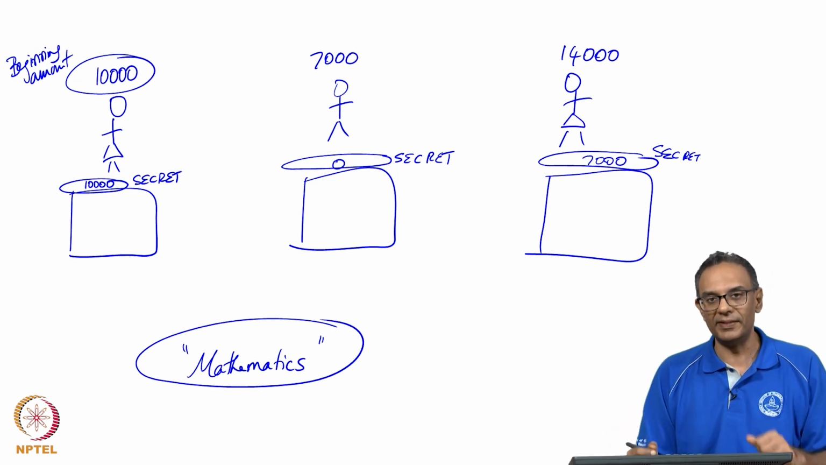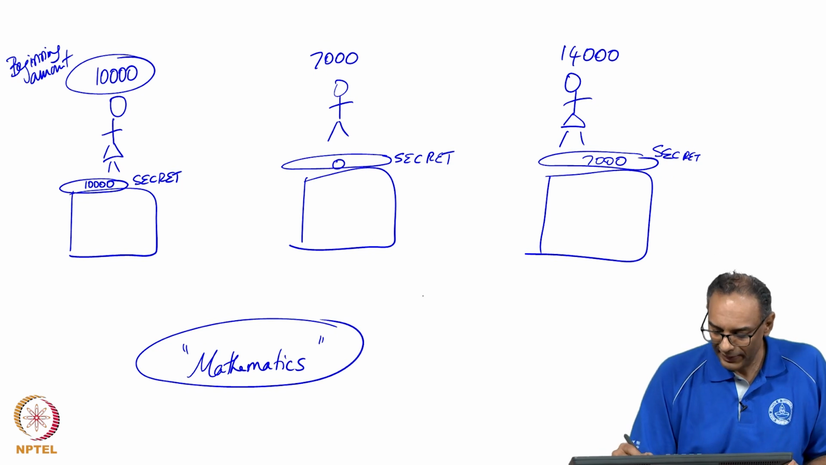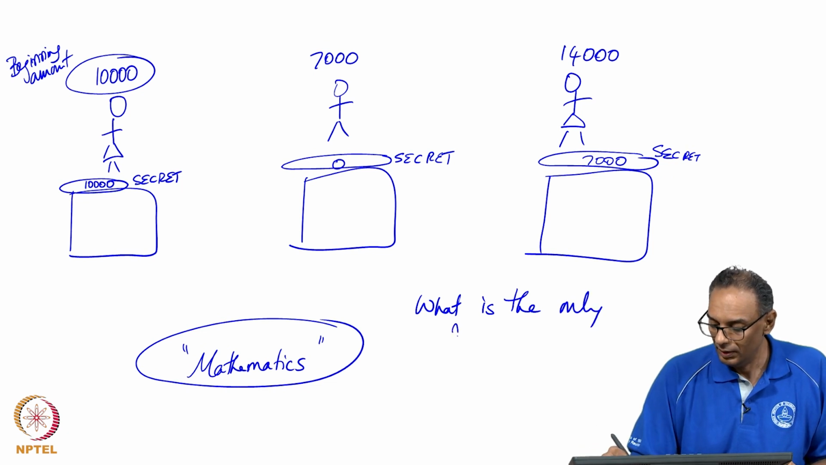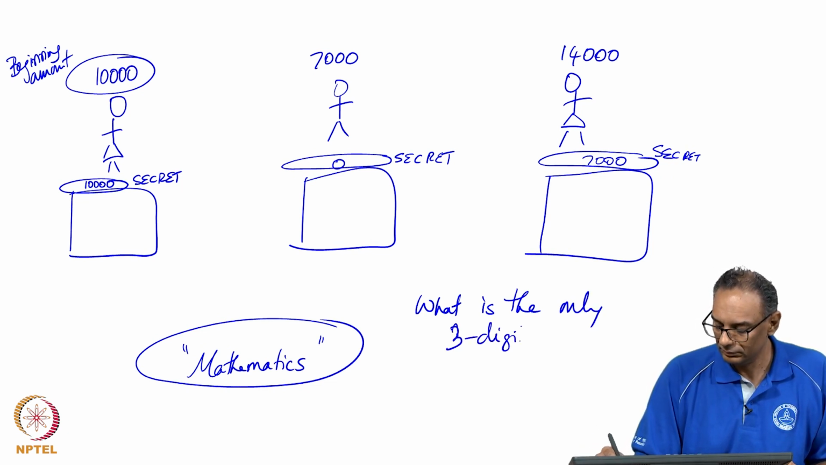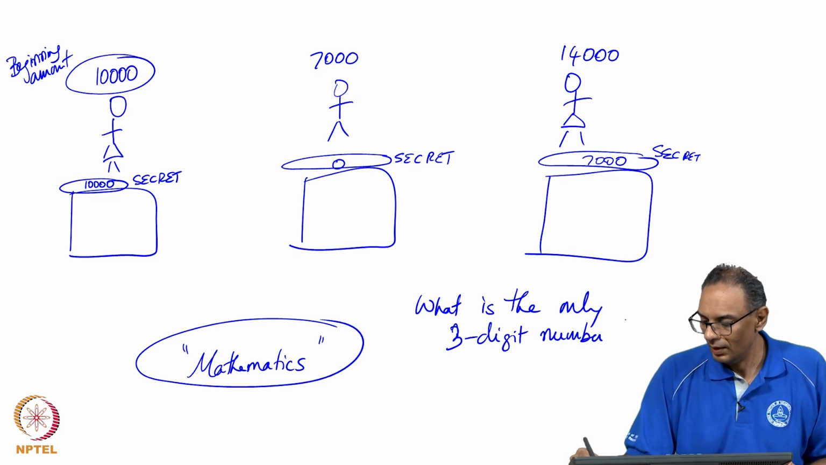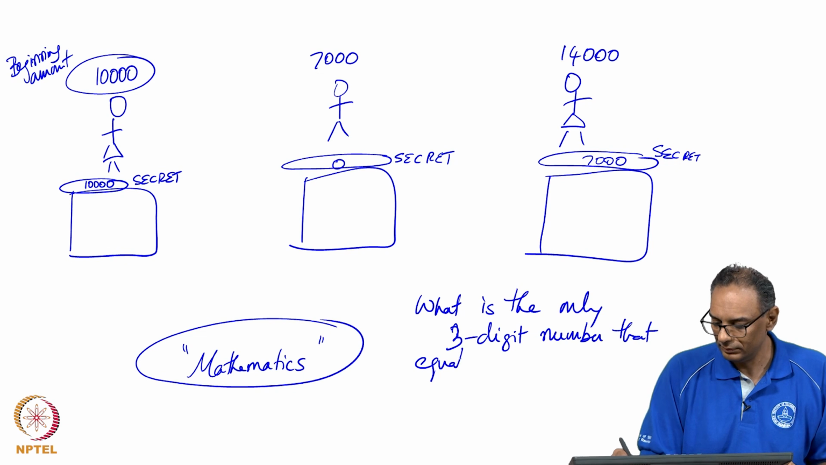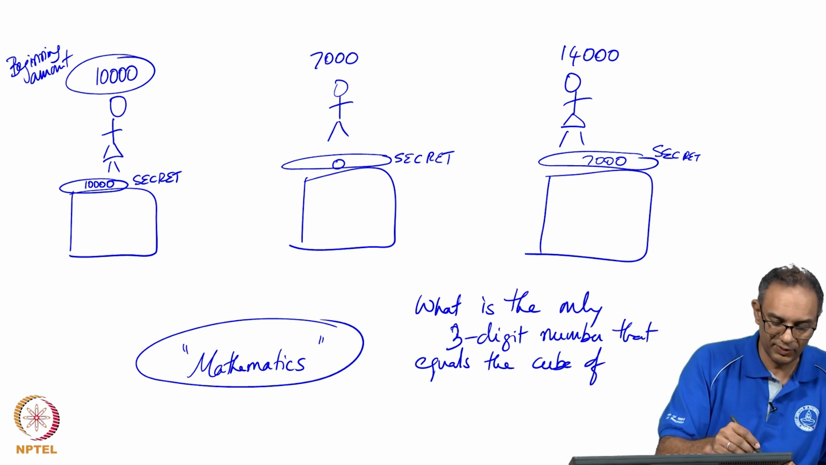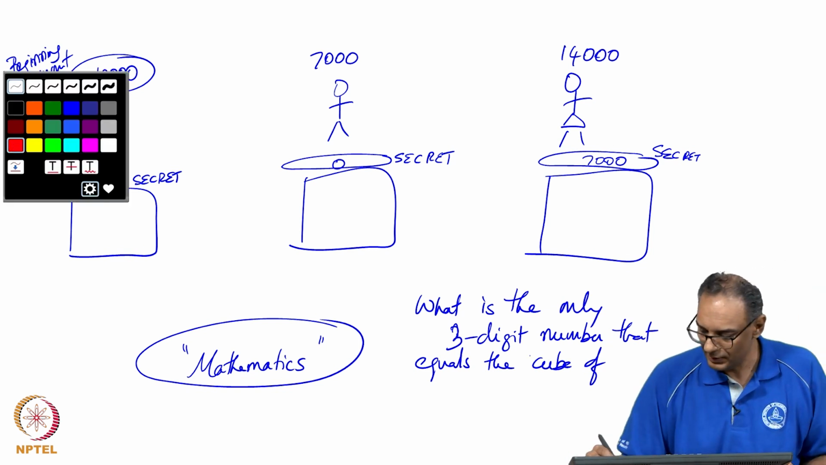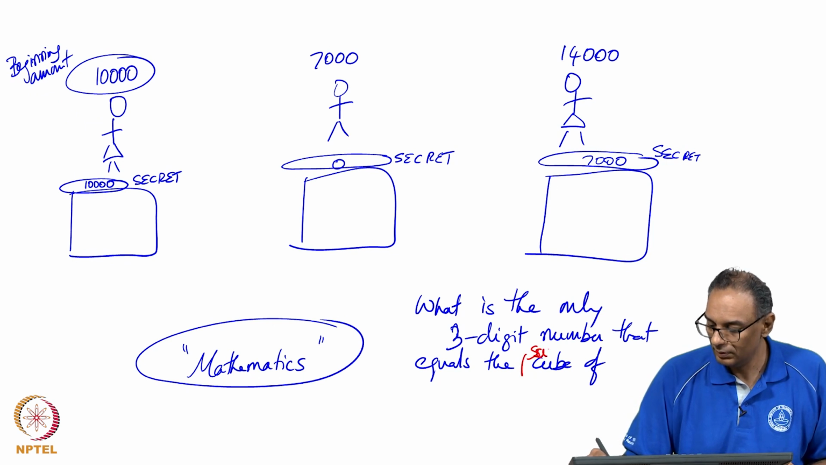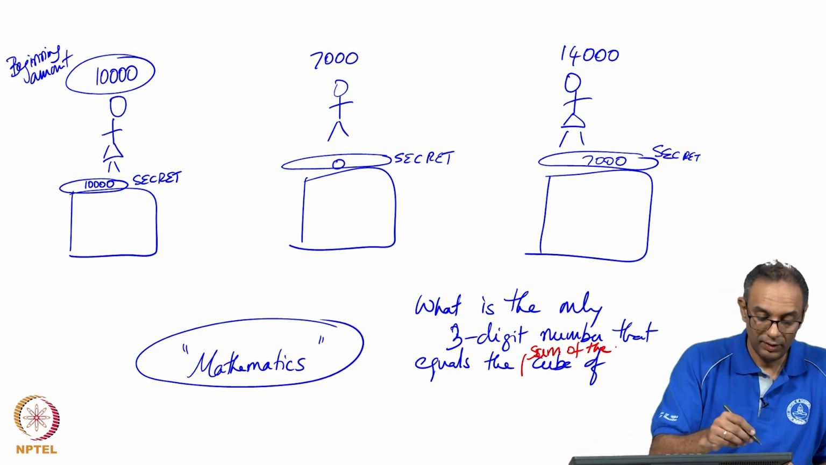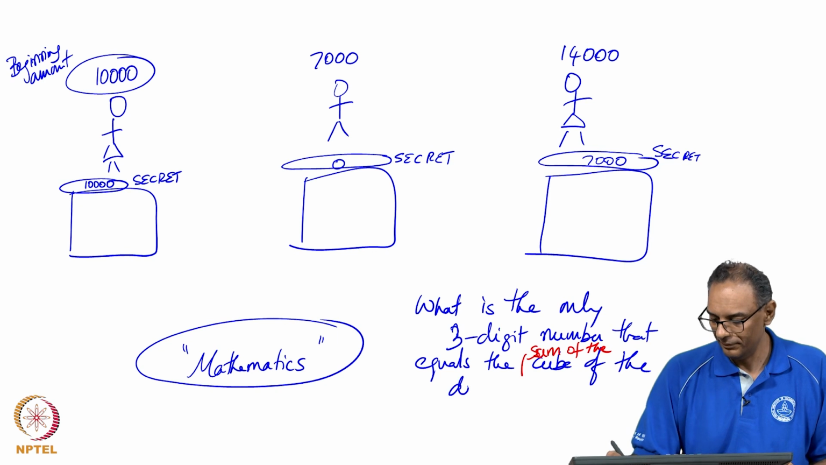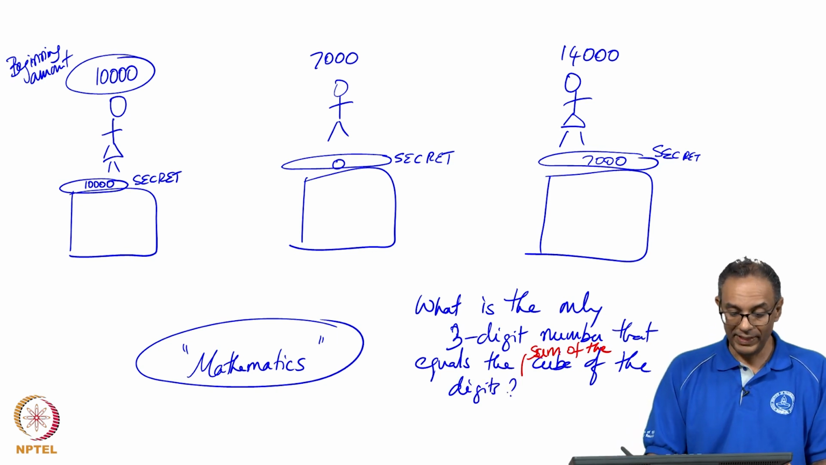Now, let's say the question comes up saying, for example, what is the smallest number, or actually the only 3-digit number that equals the sum of the cubes of the digits. Let me just write that down. So, that's the question.